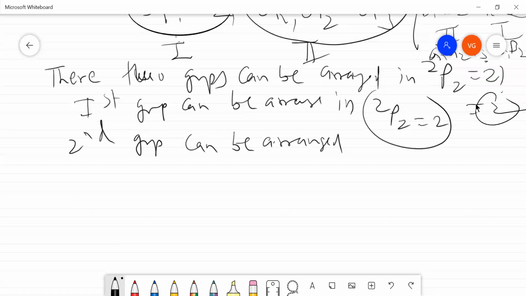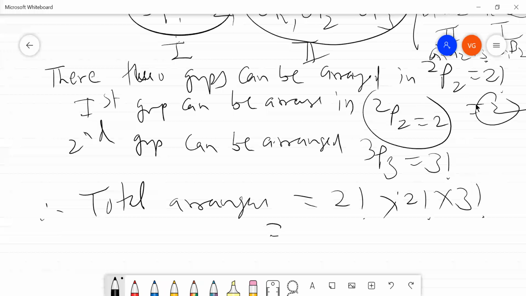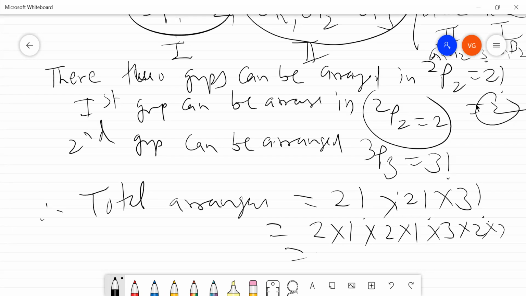So the second group can be arranged in 3P3 ways, that is 3 factorial ways. So what will be the total arrangements? Therefore, by the fundamental theorem, total arrangements will be 2 factorial for the two groups, then the first group 2 factorial and the second group 3 factorial. So 2 into 1, and 3 into 2 into 1. So you will get 24. There will be 24 arrangements possible where boys are together and girls are together.